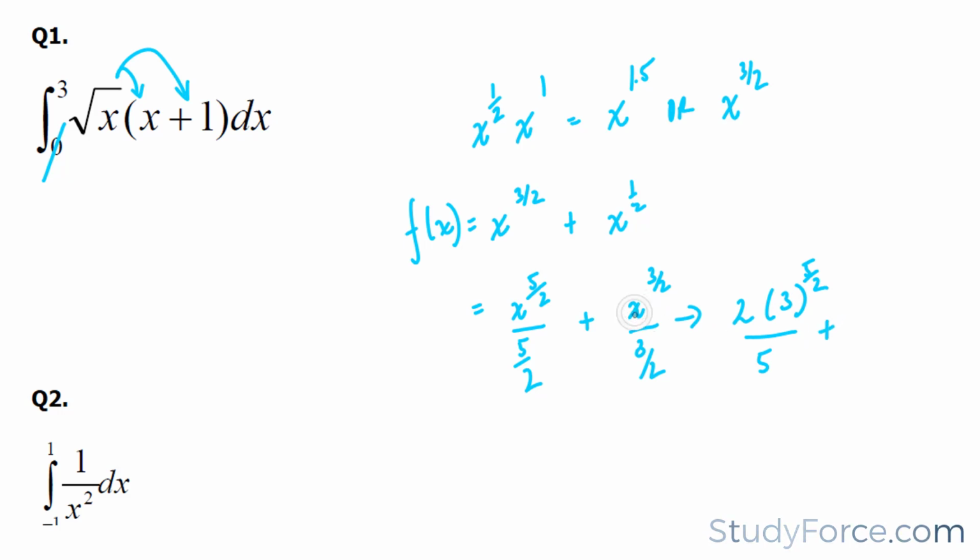Plus, now I'm going to evaluate this at 3 as well, and you end up with 2 times 3 to the power of 3 over 2 over 3. And that 3 belongs to that, and that is that. So that's your answer. I mean, there's no need to use your calculator. It is what it is. Let's move on to question 2.